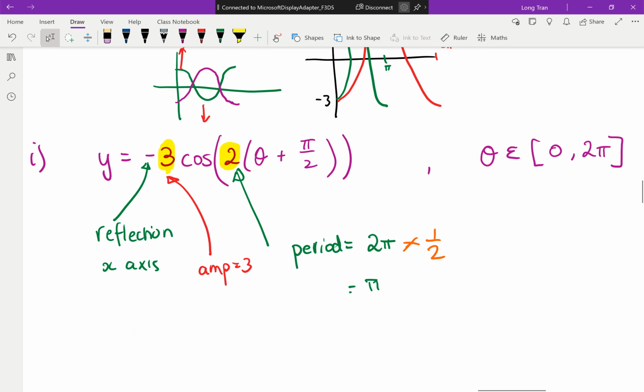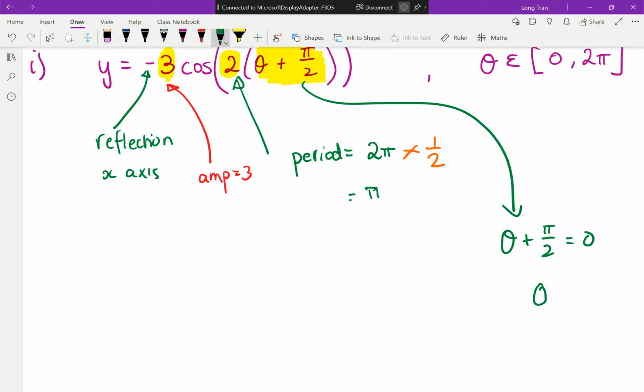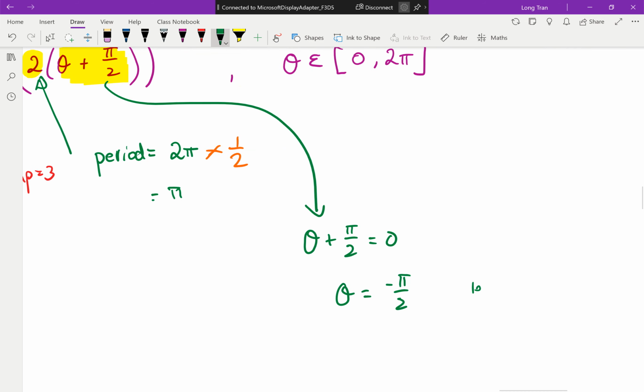Now, keep in mind this also has theta plus pi on 2. So in every other chapter that I've taught you in the past, hopefully you remember this is a translation. This moves it left or right, and the technique I taught you was to let it equal to 0. And if you solve for that, you can see it says theta is minus pi on 2. So what does that mean? It just means left by pi on 2.